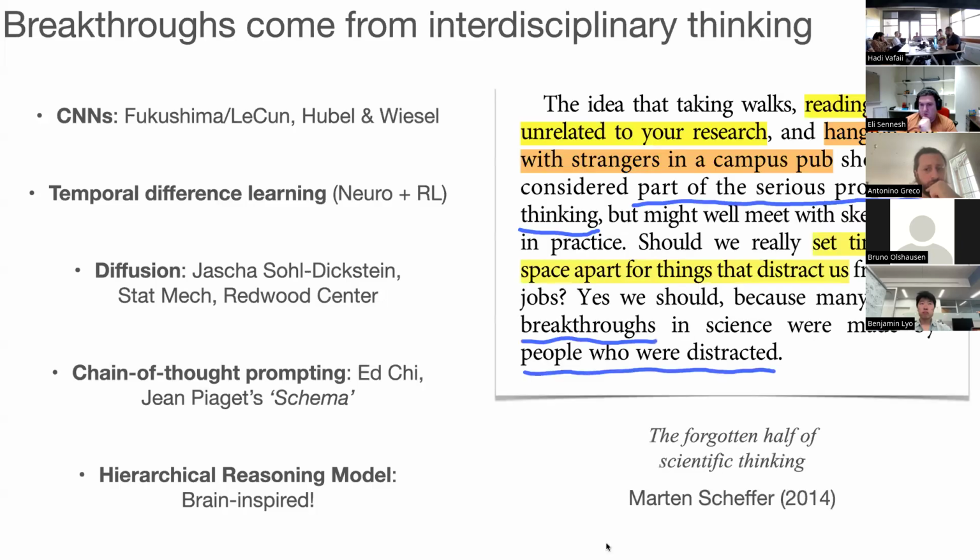And here's another paper you can read. It's a very interesting perspective piece from Martin Scheffer, who's an ecologist and a complexity scientist. He says, reading things unrelated to your research and hanging out with strangers in a campus pub should be considered part of the serious process of thinking. Because people who were distracted like that actually found the next breakthroughs. So we want to do some of this stuff in our journal club, hopefully.